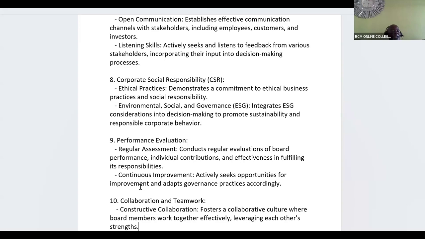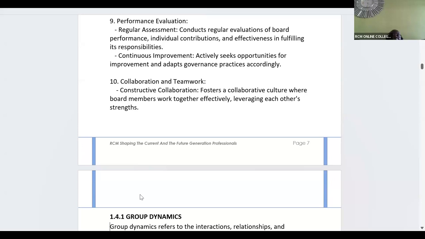Nobody is an angel. If you're to take these boards, these companies, to the next level, ladies and gentlemen, we need board performance evaluation, regular assessments, collaboration, and teamwork. If you get any board member who does not want to collaborate, where majority of the members are not able to talk to each other, not able to leverage each other's strengths, then if they're not willing to work together, that will not be a board. That will not be a progressive board.